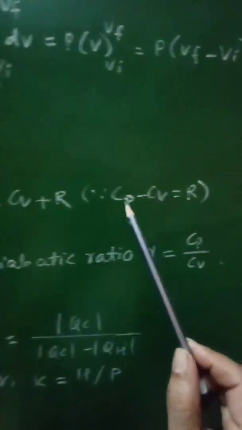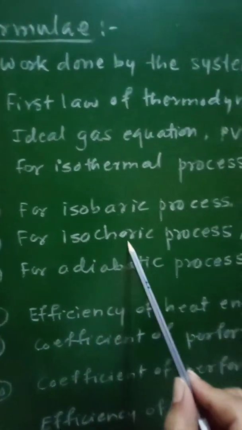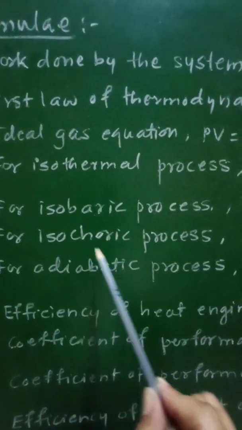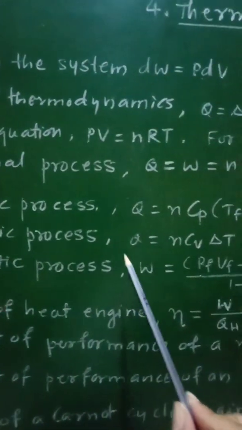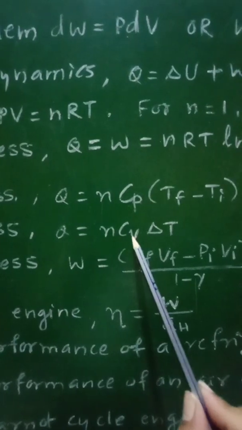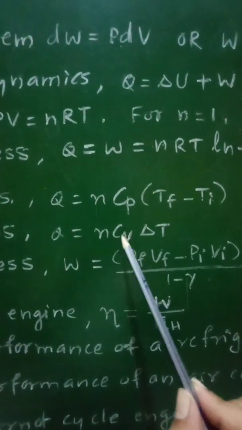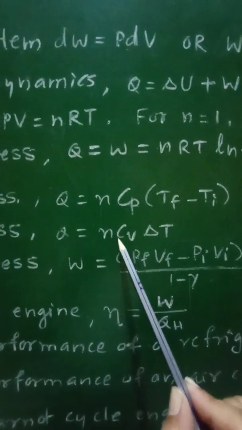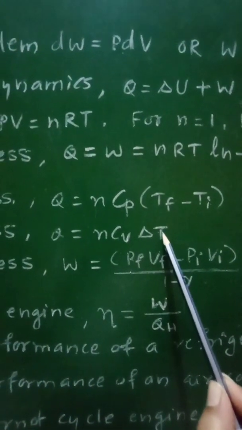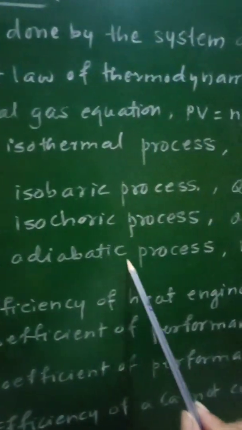Then sixth formula gives for isochoric process. If the process is isochoric, then for that isochoric process, Q is equal to nCv delta T. So here Cv is the specific heat capacity at constant volume, and delta T is the change in temperature.